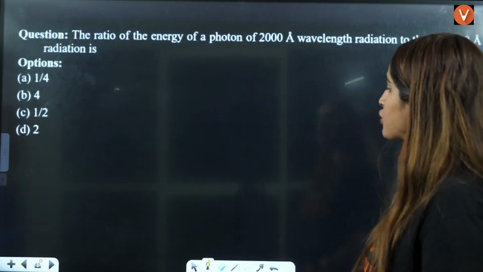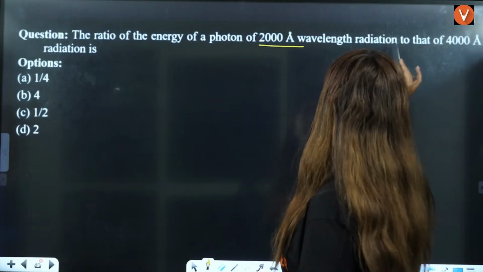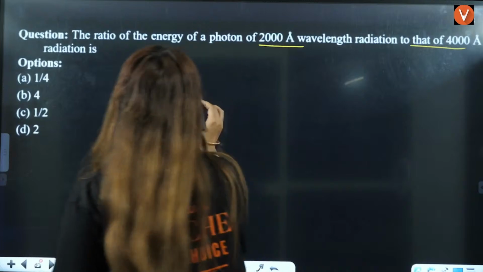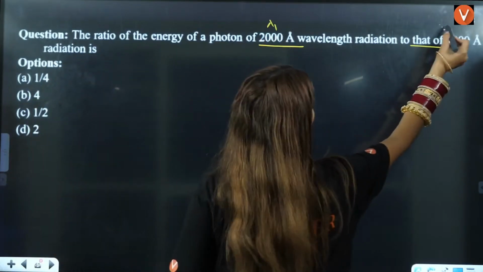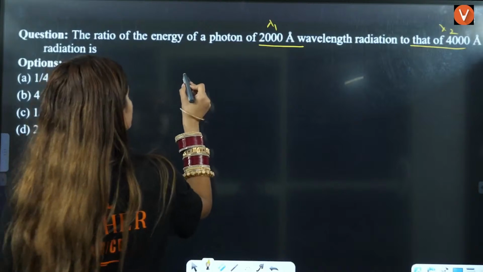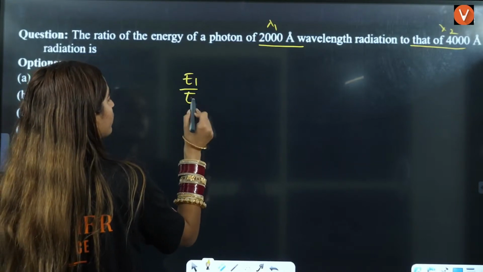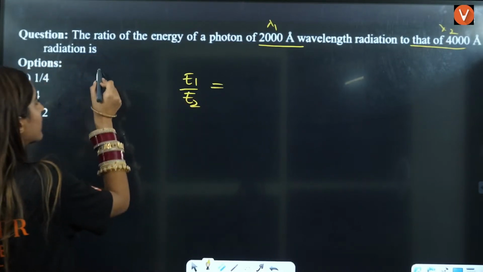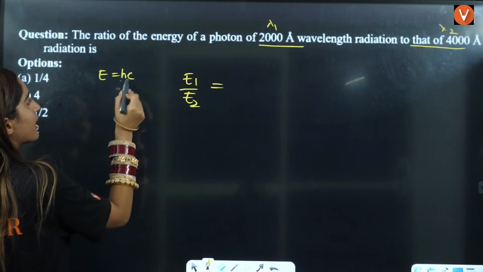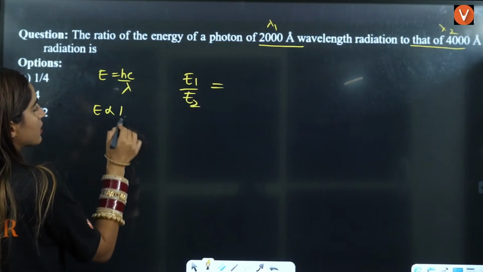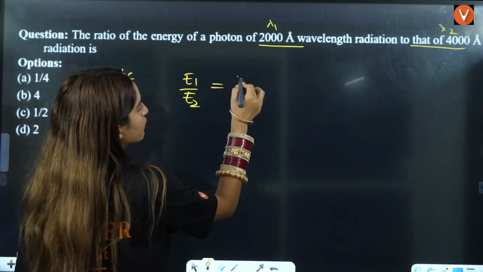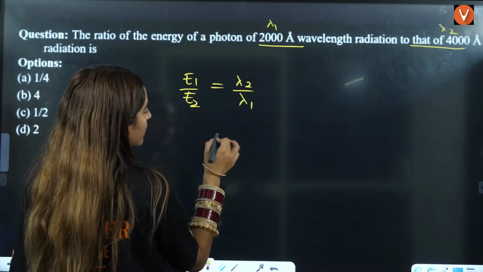Yes. The ratio of energy of photon is this and that of the... Okay, so there are two energies. This is lambda 1, this is lambda 2. They are asking E1 by E2 is equal to what? E is equal to hc by lambda. That means E is inversely proportional to lambda. So E1 by E2 will be equal to lambda 2 by lambda 1.